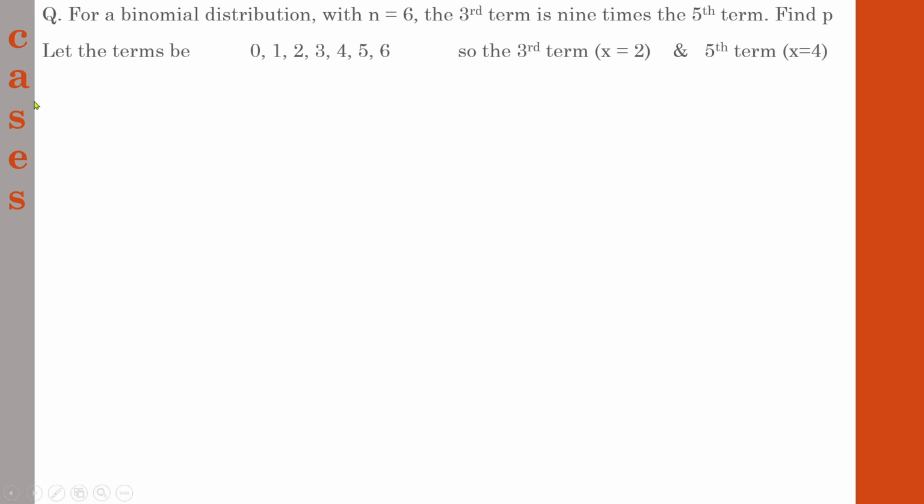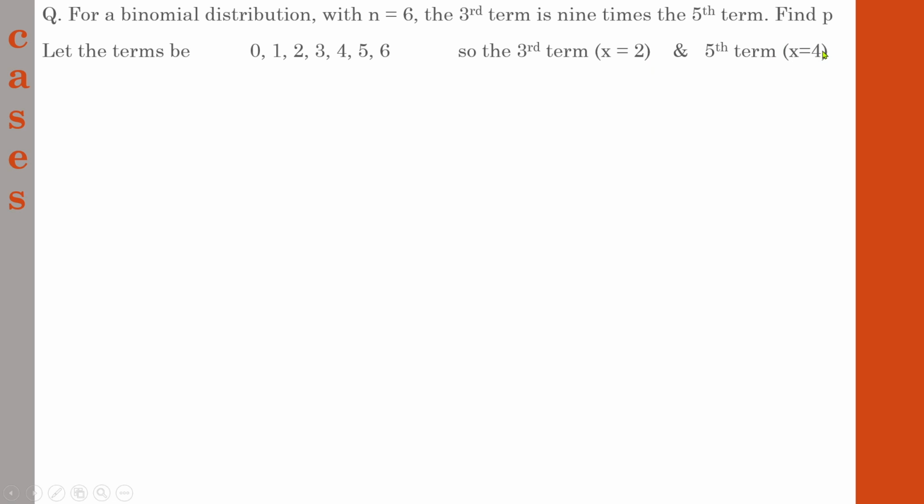So as per the details given in the question, n is 6. So x will be 1, 2, 3, 4, 5, 6, and we also include the 0 event. I hope you all know why 0 came. Next one, the third term is 9 times the fifth term. So the third term means 1, 2, 3, so the third term is at x equal to 2. And the fifth term is at x equal to 4.